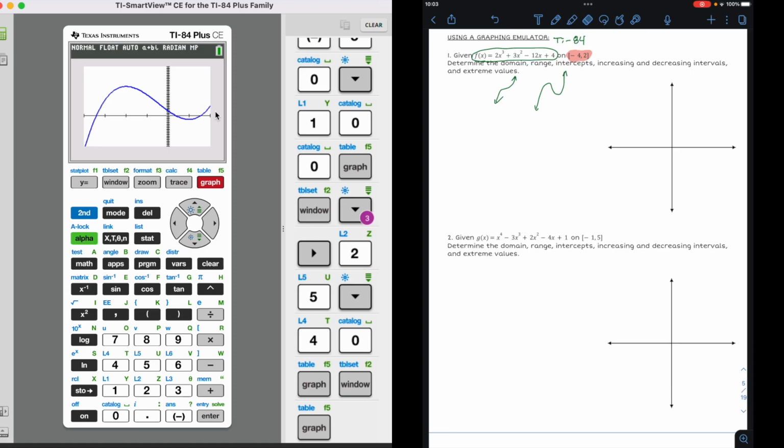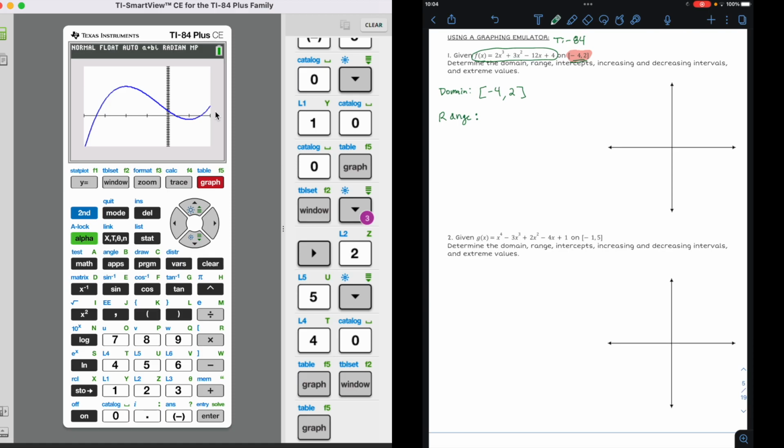Okay, so now we want some information about this function. The first one is domain. Typically the domain of a cubic is all real numbers. However, we've chosen to restrict it to -4, 2 for whatever reason.